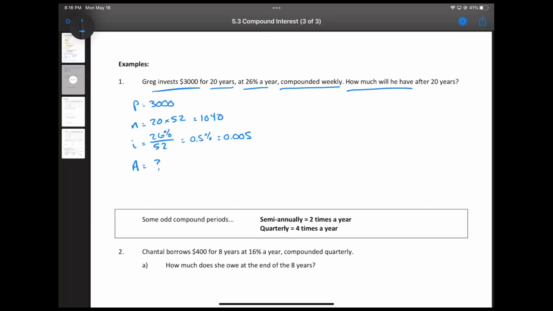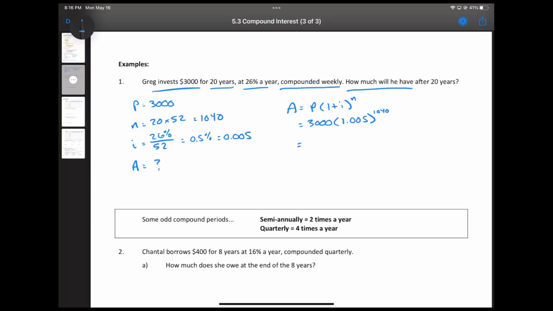So now that we've got that, A equals P times (1 plus i) to the exponent n, which is 3,000 times 1.005 to the exponent 1,040. Now, before you even punch that into your calculator, how much do you think the answer is going to be? Like, Greg invested $3,000 for 20 years. Is he going to have like $10,000 or $50,000 or $100,000 or $1 million? Just take a guess. And then when you've got your guess, let's figure out how much it actually will be. I think most people find it a little surprising.